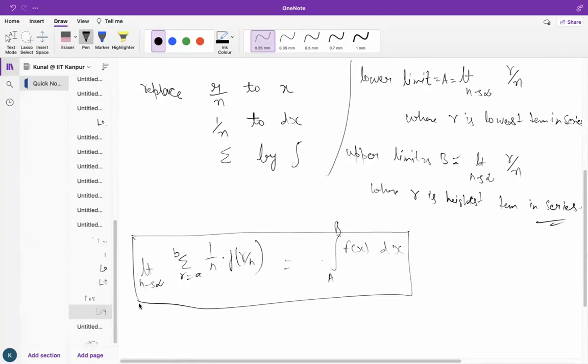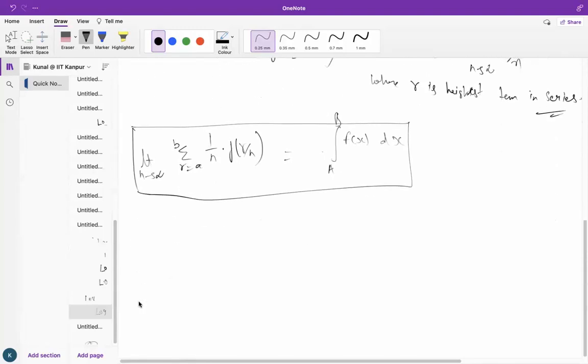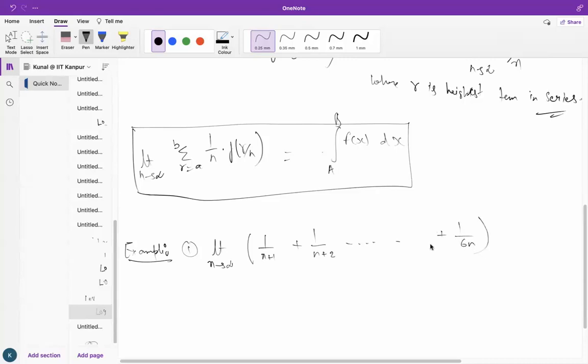Okay, so let's take an example here, and we learn how to implement this. Let us suppose our series is given as limit n tending to infinity, 1 by n plus 1, plus 1 by n plus 2, dot dot dot, 1 by 6n. So this is our series, and first we have to write it into this format. So let's start writing here.